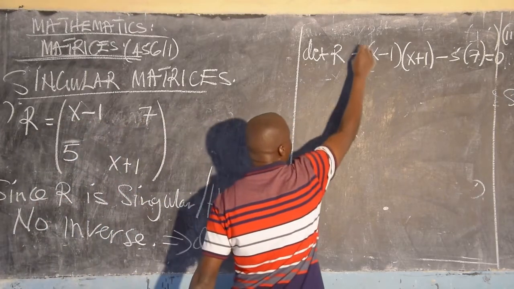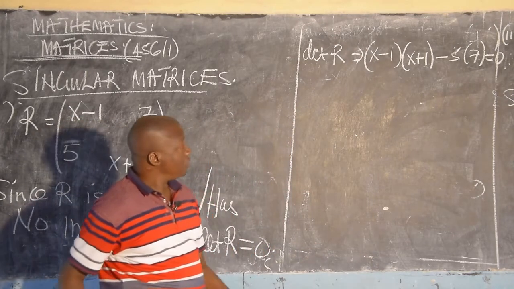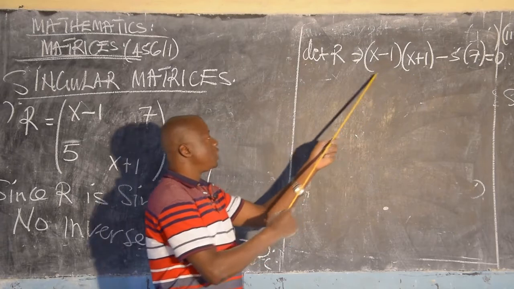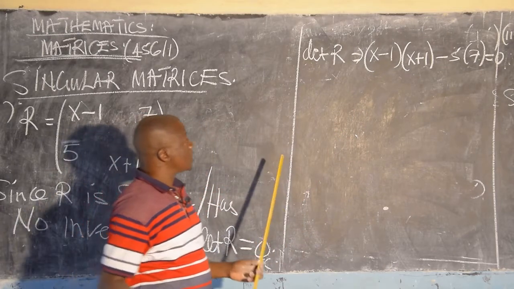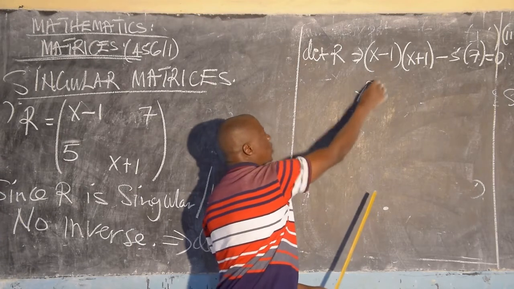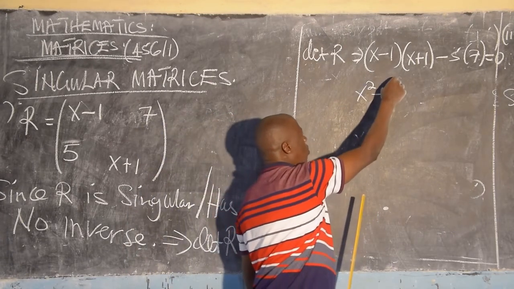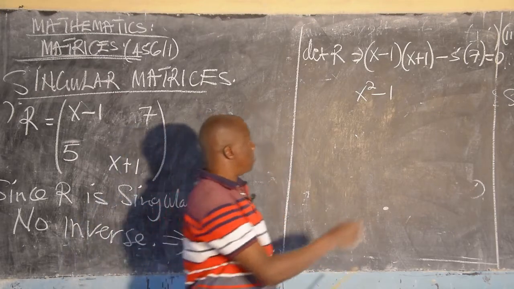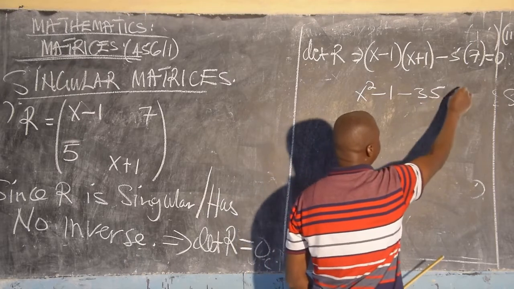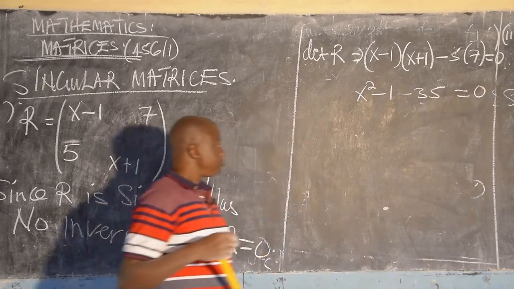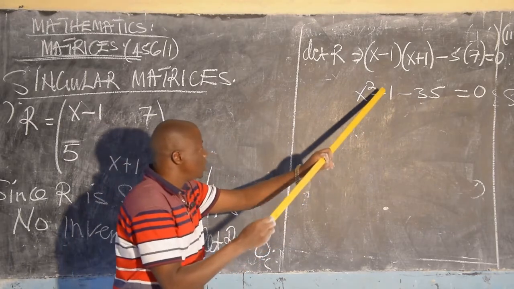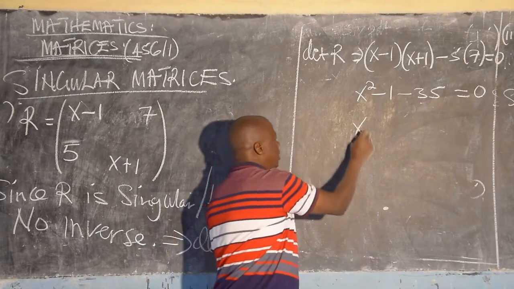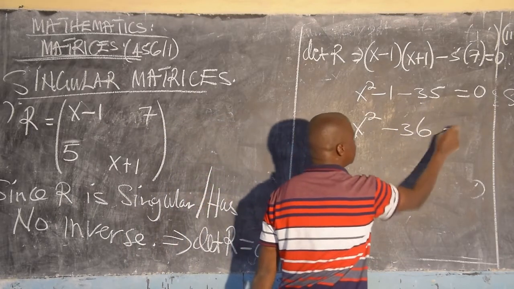So when you observe, this one calls for application of difference of two squares, of which we shall have x squared minus 1 squared, by 1 squared, it is the same as 1, minus 35 equal to 0. When you look at this, we have 1 and 35. That one is minus 36.